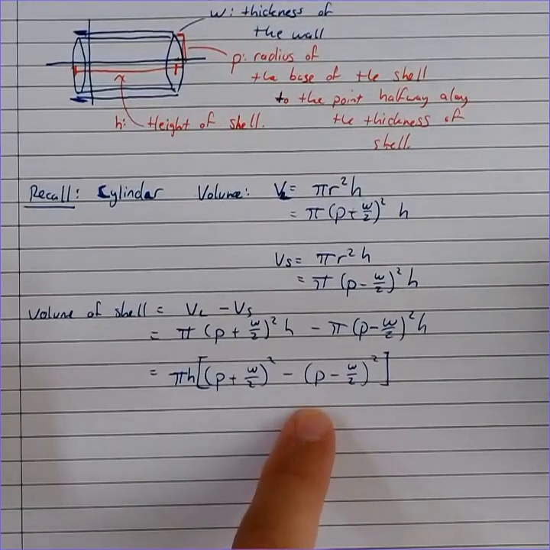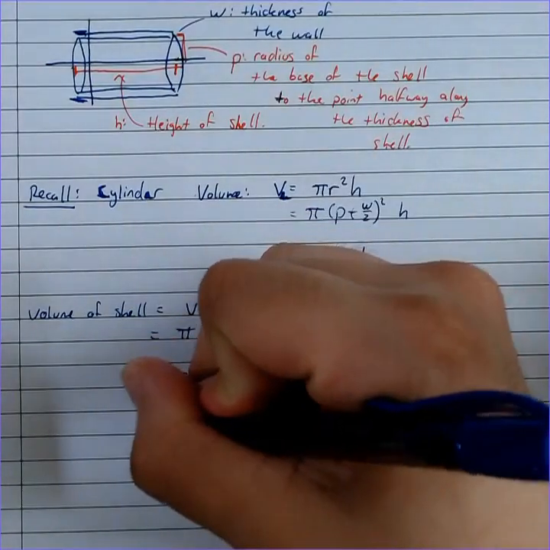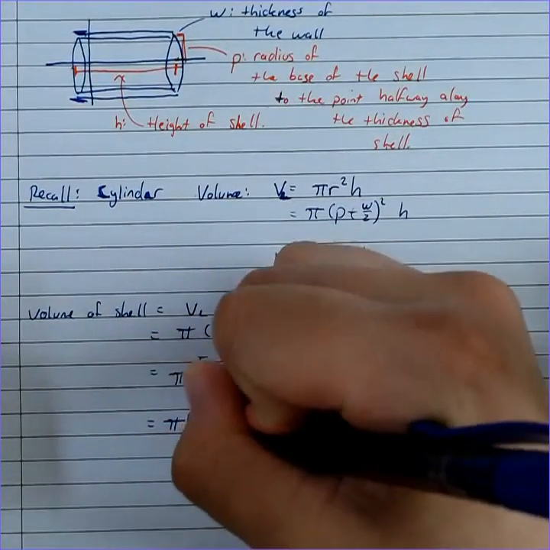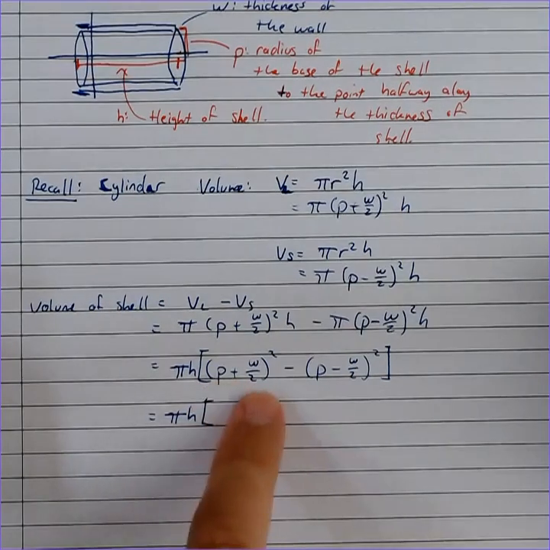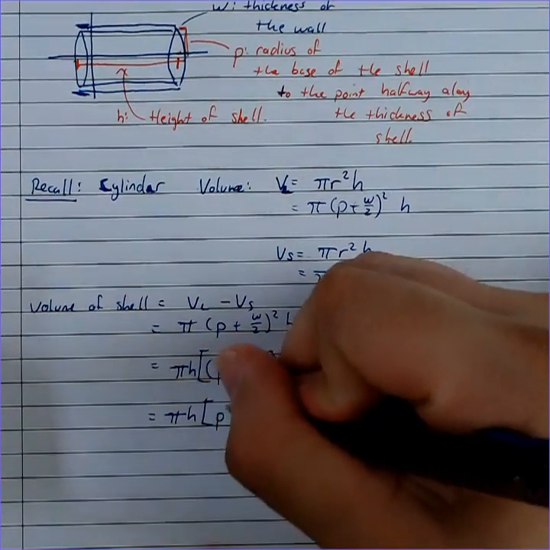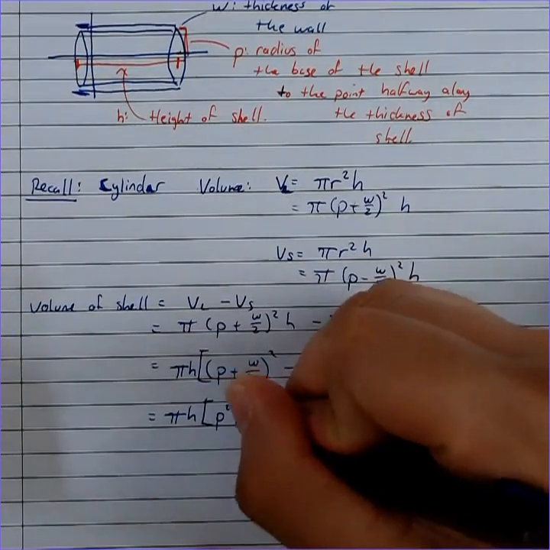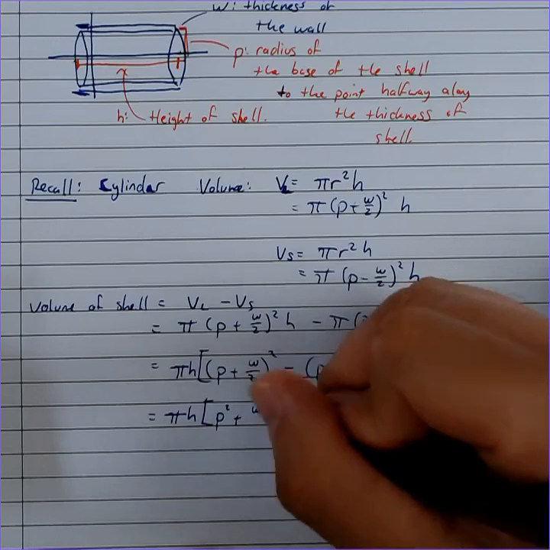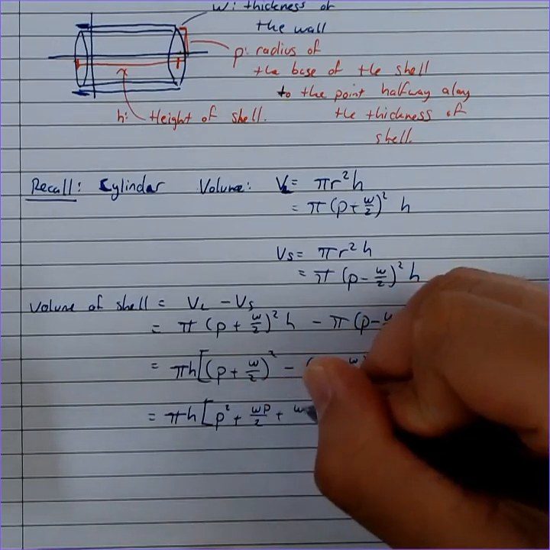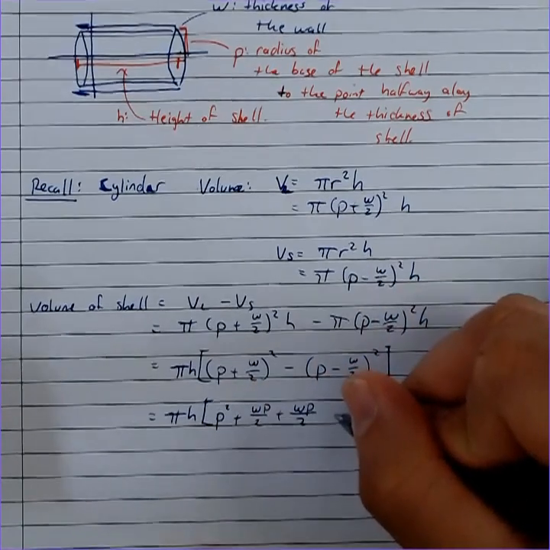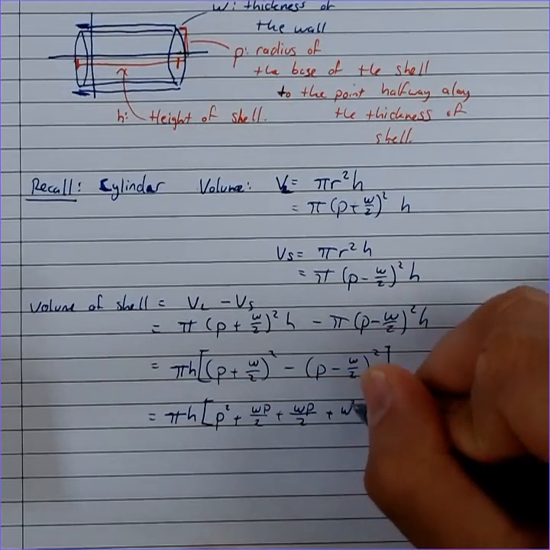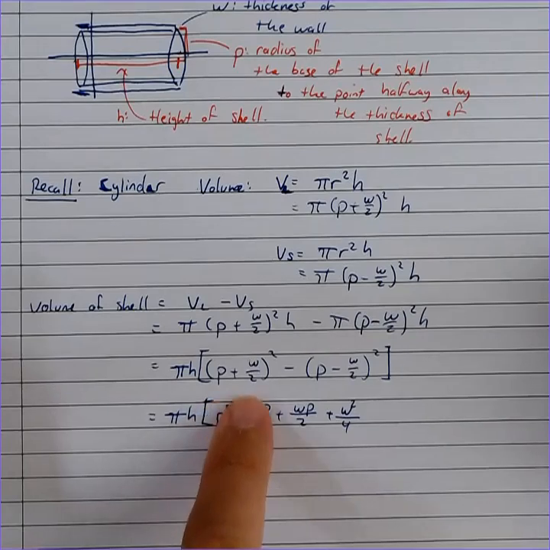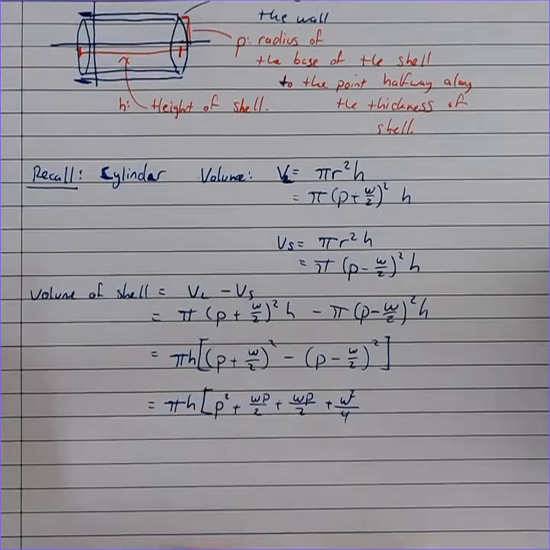And here I can combine some like terms. Let me go ahead and square everything so that it's easier to see which my like terms are. Let me leave the pi times h outside. If I distribute this out, that's going to give me p squared plus wp over 2 plus another wp over 2 plus w squared over 4. All right, p plus w over 2 times p plus w over 2. You just distribute everything.